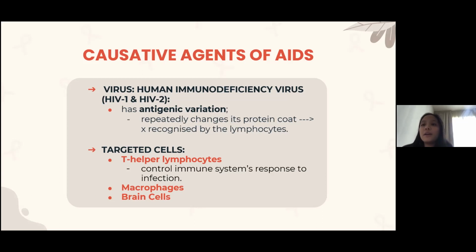HIV has antigenic variation, whereby it can undergo mutation to change its antigen structure, so it can repeatedly change its protein codes, so it's very difficult for lymphocytes to recognize it and to remove it from our immune system. So what cells does HIV target? HIV mainly targets the T helper lymphocytes, which play an important role in activating our immune system. It also targets the macrophages and brain cells, such as the microglia cells.